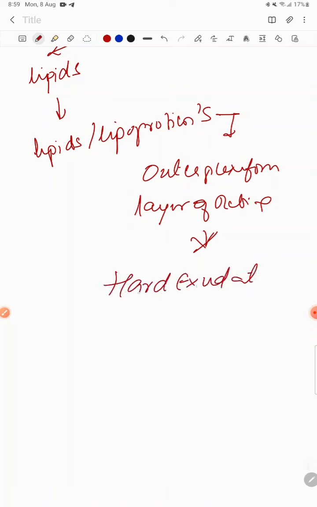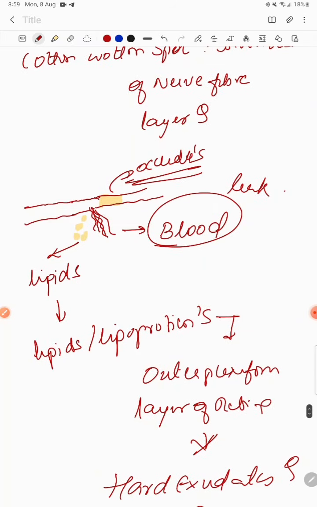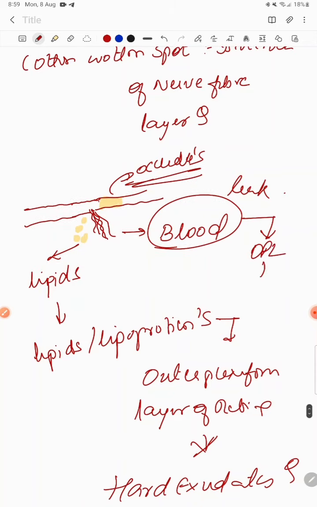So what are the hard exudates? They are the lipoprotein deposits in the outer plexiform layer. Now these arteries which have occluded will also leak the blood. It will go and leak in the outer plexiform layer to give a dot and blot shaped hemorrhage.